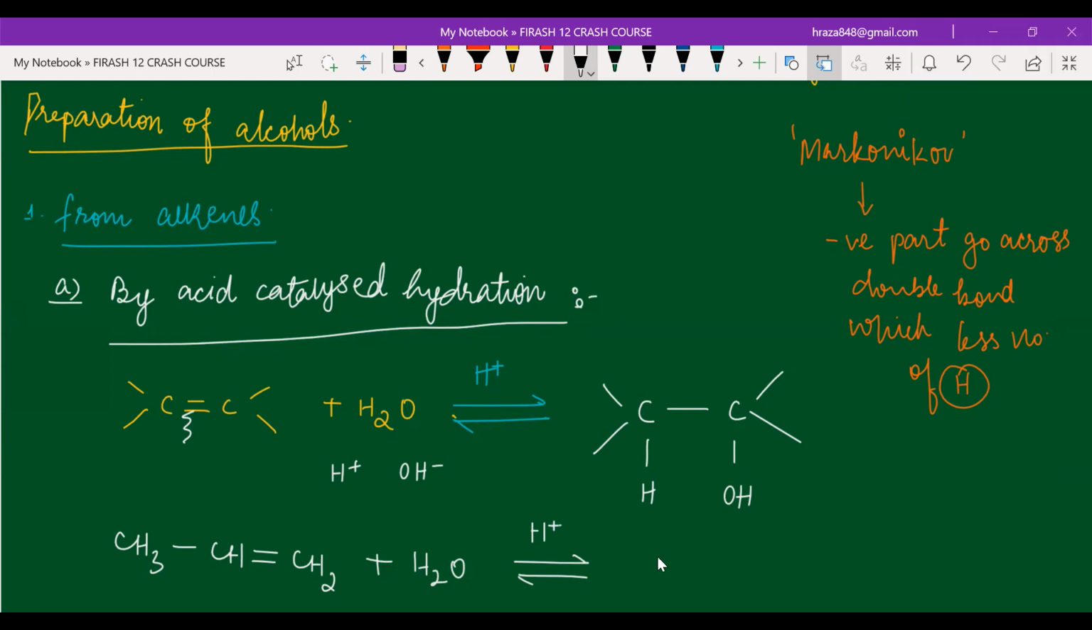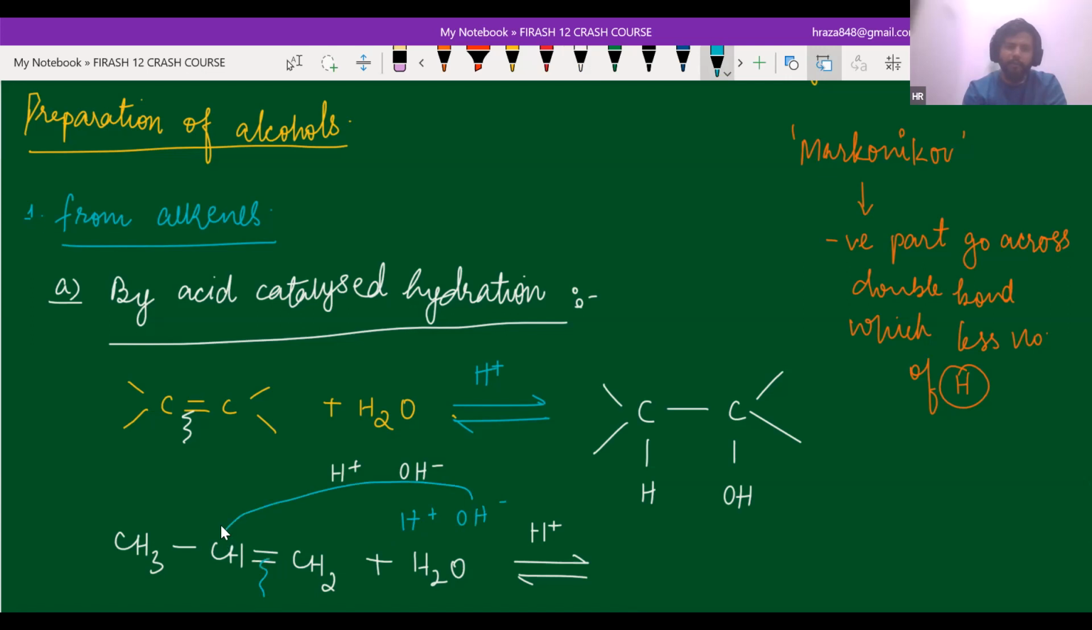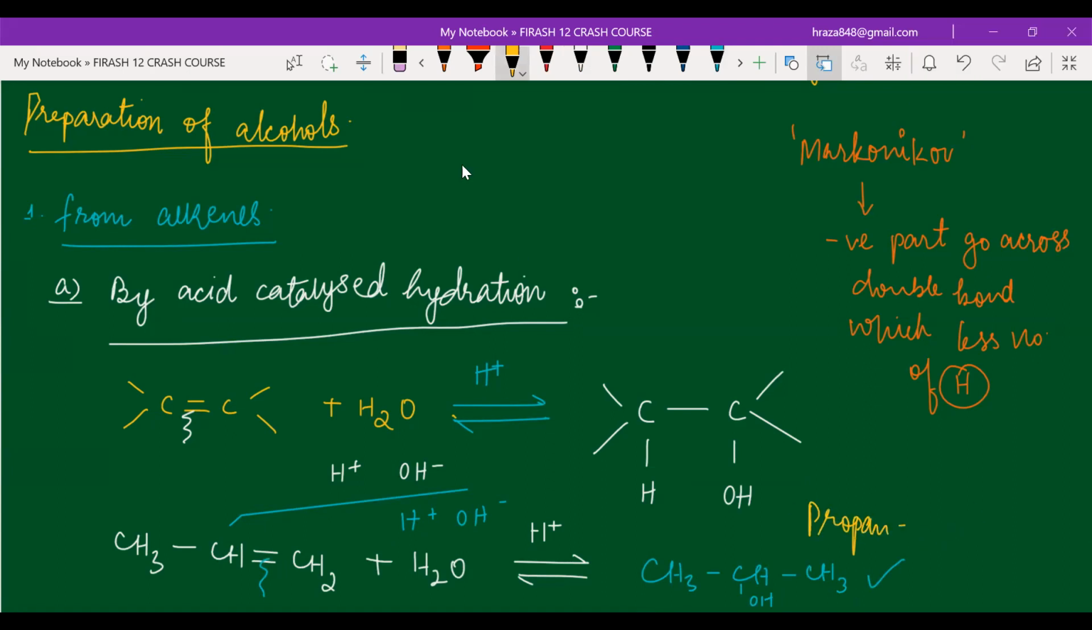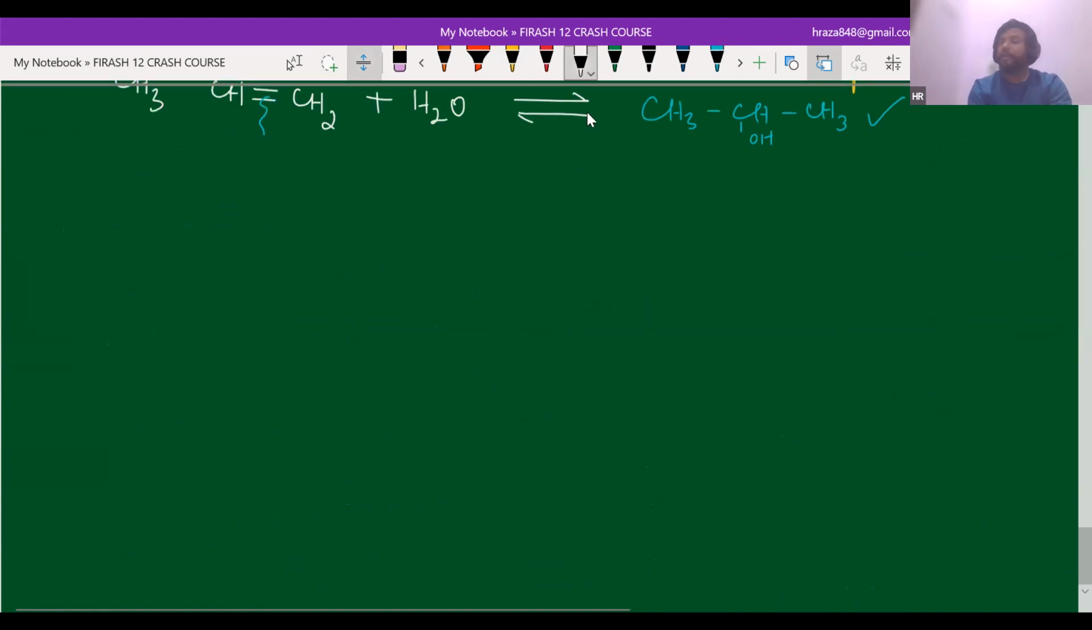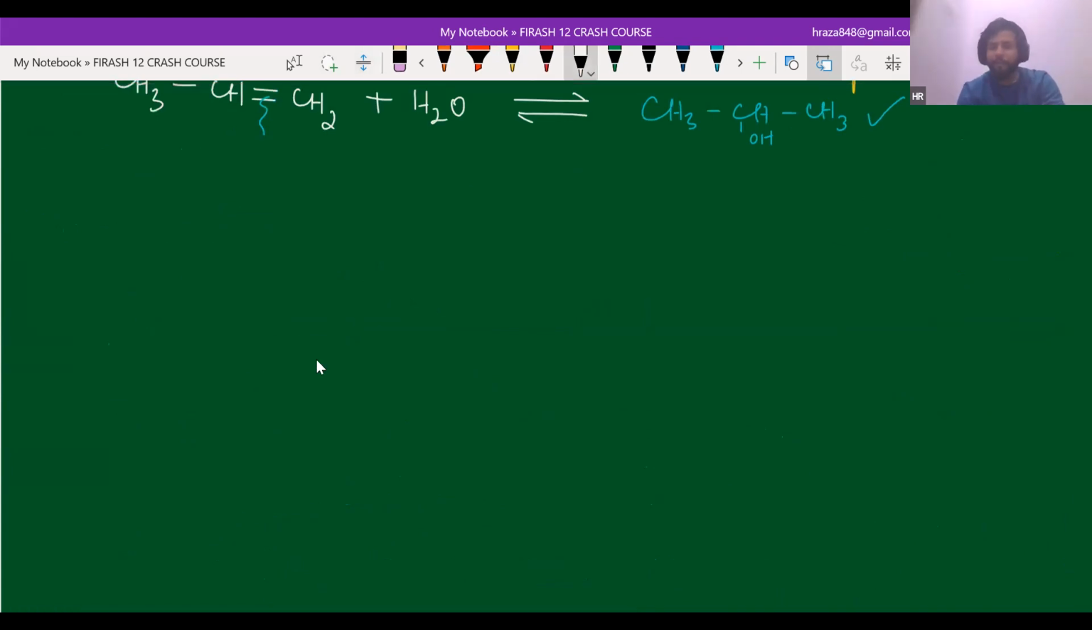Propanol. Is it propanol or propane-2-ol? As you can see, this will have two parts, H plus, OH minus. This will be broken, and the negative part of the addendum will go across the double bond carbon which has a lesser number of hydrogens. So it will be CH3CH, and there will be OH, and then CH2 becomes CH3. So propane-2-ol, right? The name is propane-2-ol. In order to make your nomenclature strong, you should write the IUPAC name of each and every product that you make or prepare.